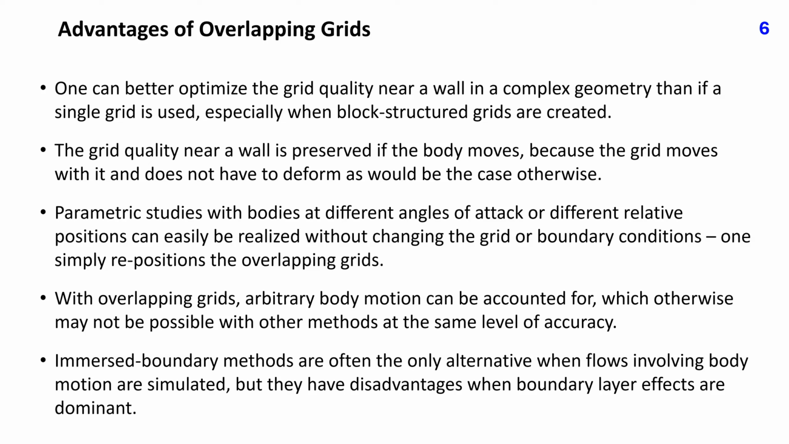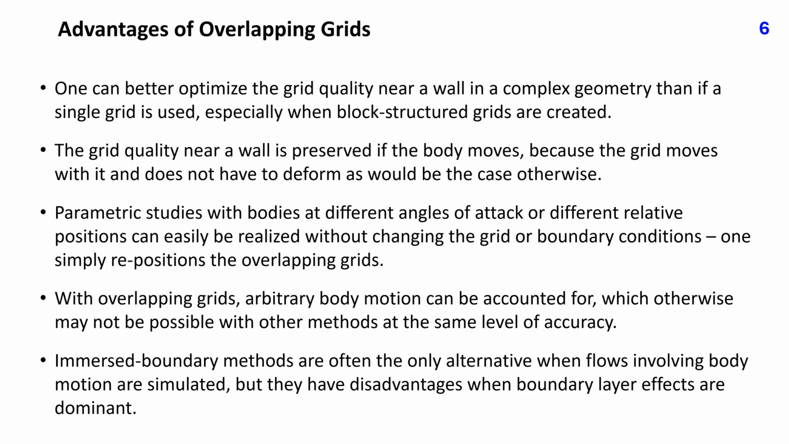Overlapping grids have several advantages over alternative approaches. Here are the main ones. One can better optimize the grid quality near a wall in a complex geometry than in a single grid. This is especially the case when block-structured grids are used. There are many CFD codes that use block-structured grids, and allowing blocks to overlap greatly extends the usability of such codes. The grid quality near a wall is preserved if the body moves, because the grid moves with it and does not have to deform as would be the case otherwise.